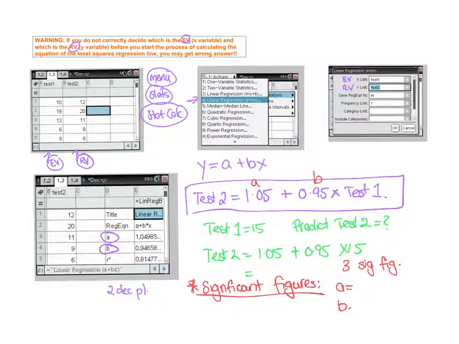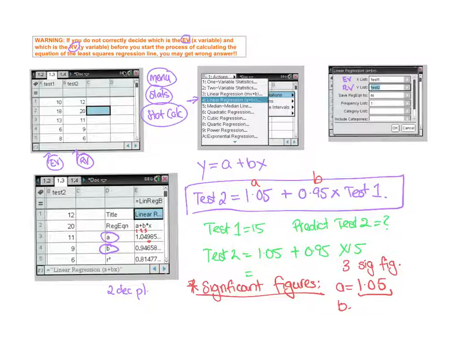So if I look at A, the first non-zero number is 1, so that's my first significant figure. Then I have 2, and then I have 3. So because I've got 3, I look at the one after the 3, the fourth one there, and it's a 9, so it means I would raise the 4 up. So it would be 1.05. So that's 3 significant figures there.